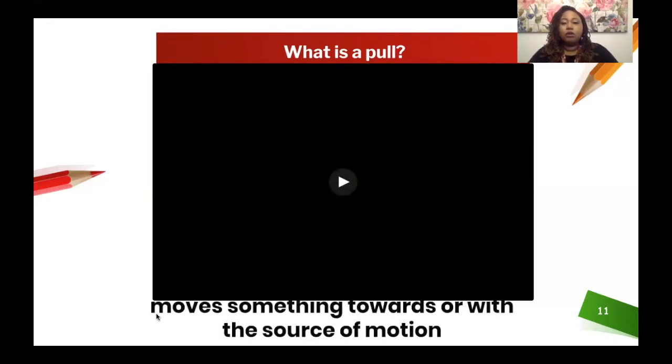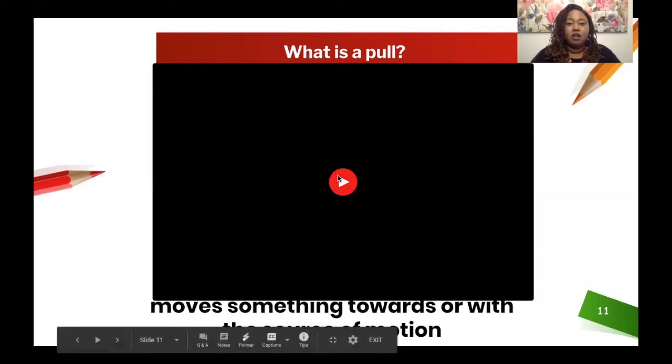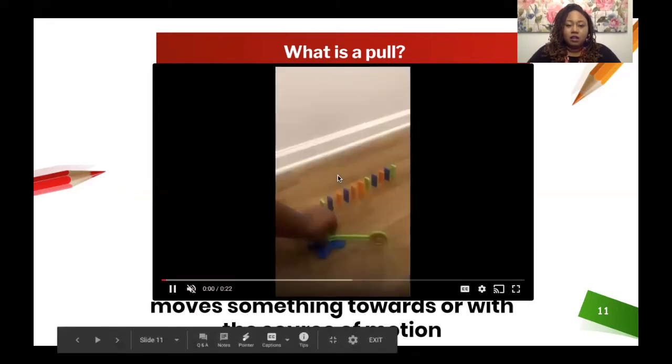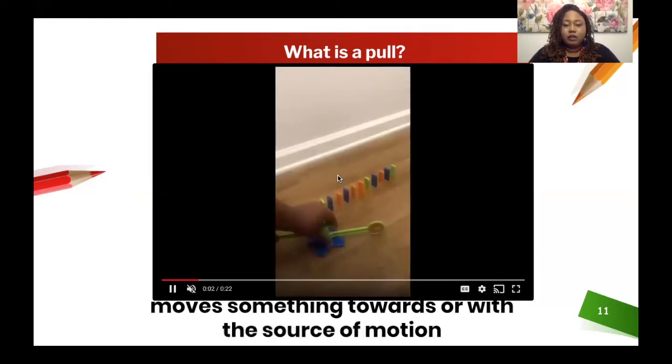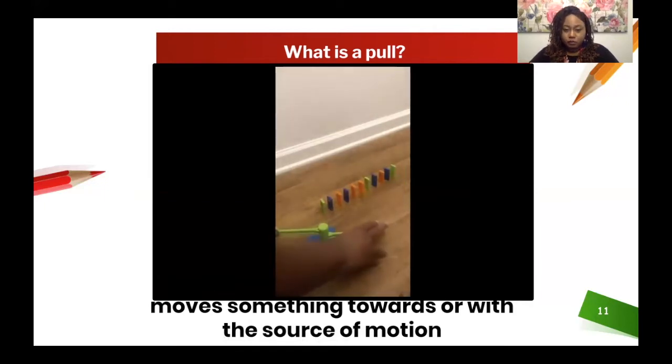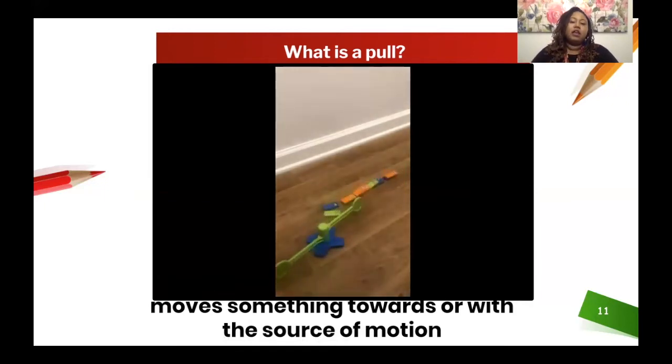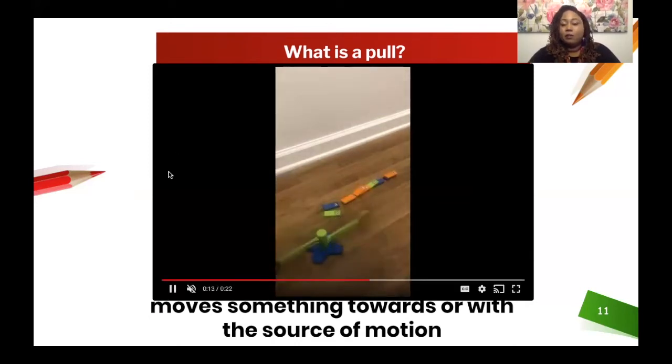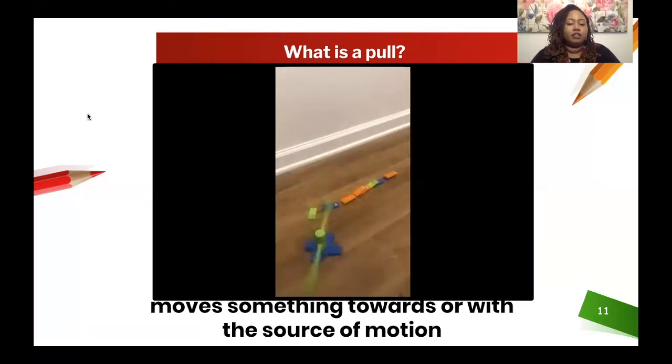A pull moves something towards or with the source, okay? And so you will see me, and I'm going to pull. I just pulled it. It's coming towards me, and it knocked it down, which made the other side that was blue come in my direction as well. And when I pulled it in the other direction, it actually went towards me in that direction.